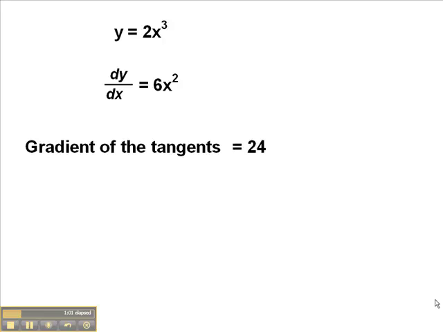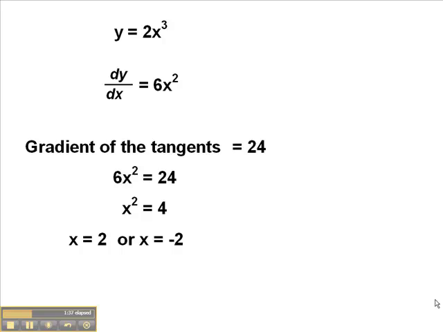Now we're told that the gradient is equal to 24. So we've got a formula for finding the gradient, so we make that formula equal to 24. So 6x squared equals 24. Dividing both sides by 6 gives me x squared equal to 4. Taking the square root gives me x equal to 2, or x equal to negative 2.